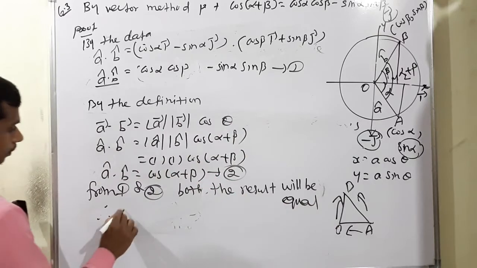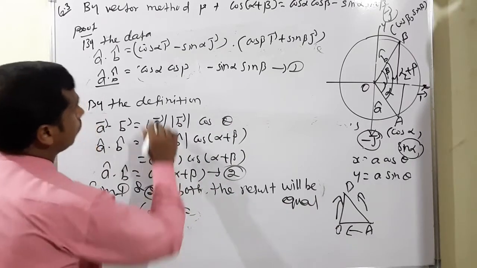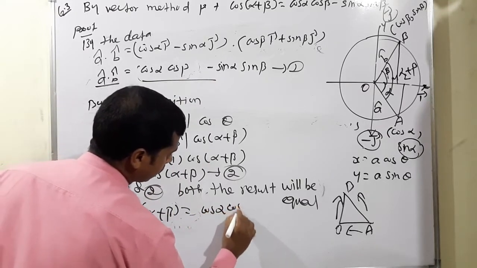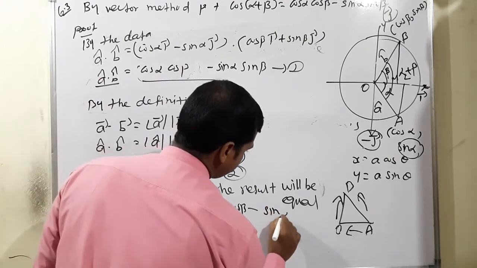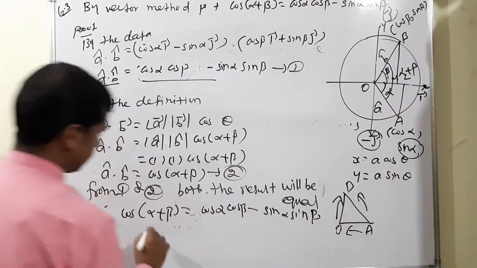Therefore, cos of alpha plus beta is equal to cos alpha cos beta minus sin alpha sin beta. Hence proved.